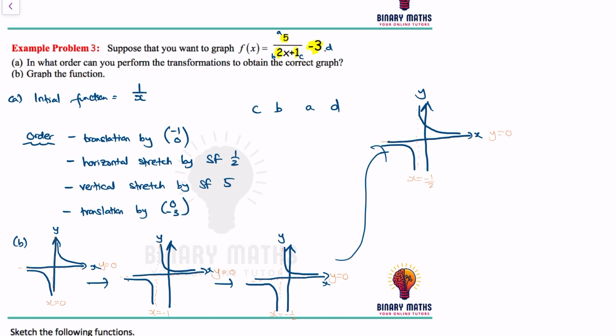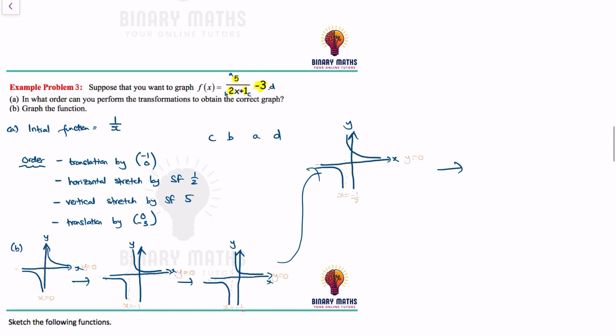And the last thing I need to do is translate by 0, -3, which means the graph will shift down by 3 in the y direction. So now my horizontal asymptote will be at y equals -3, it's going to move down by 3, and my vertical asymptote will still be at x equals -1/2. Okay, if I were to draw it, then it'll look something like this. And this one will look something like this. There's going to be 2 intersections, so we need to label these A and B.